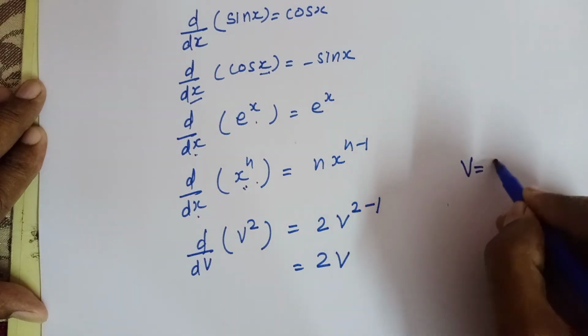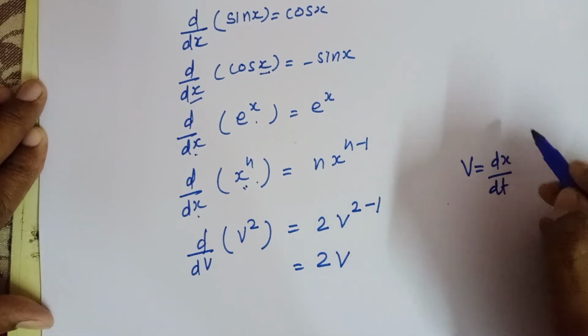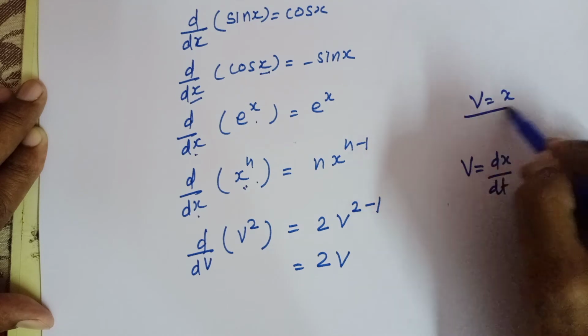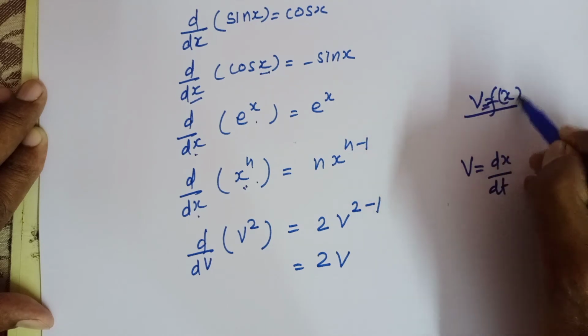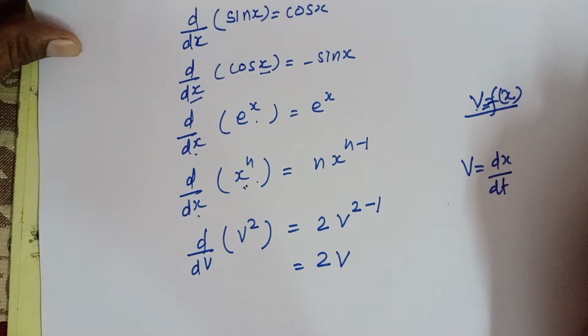So velocity is equal to dx by dt. Here velocity is a function of x. If x changes, velocity will also change. By using the same consideration, we can calculate the instantaneous acceleration also.